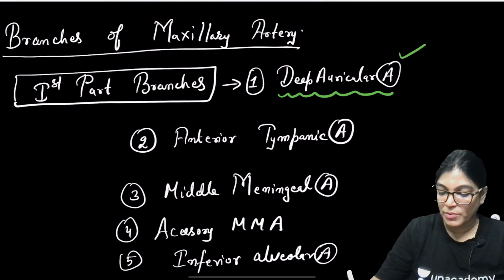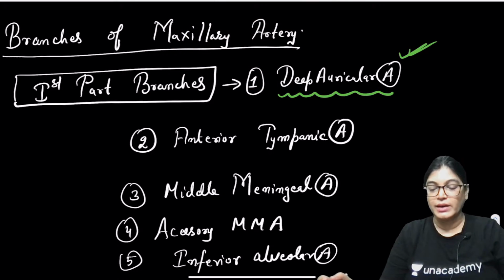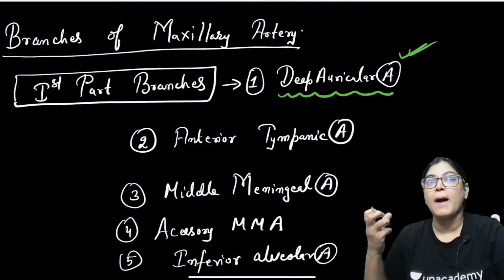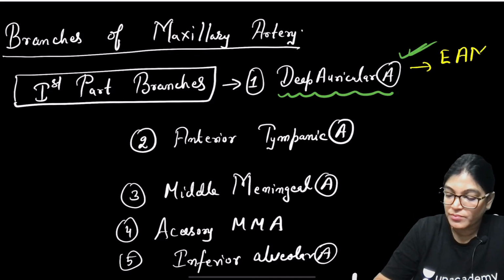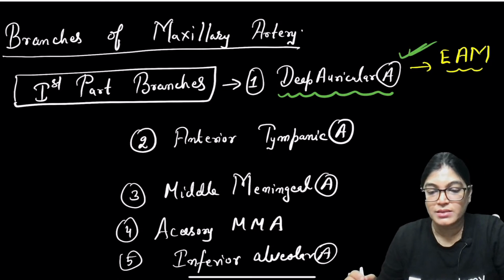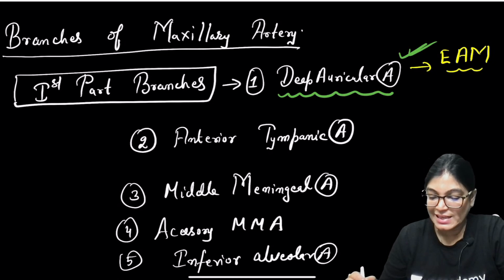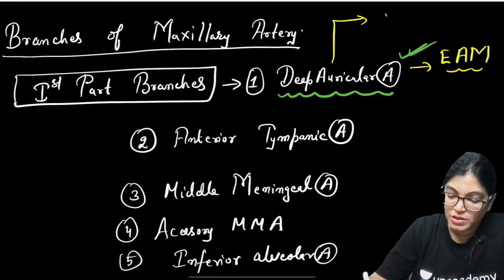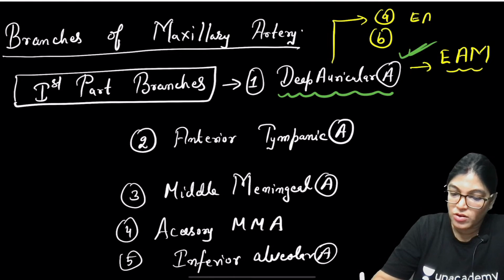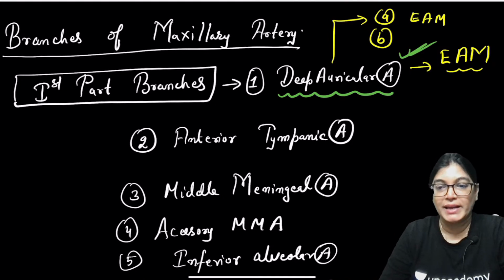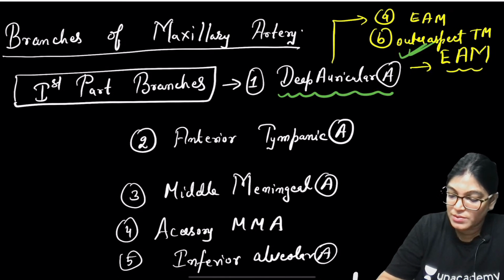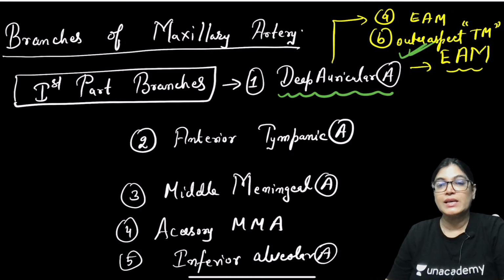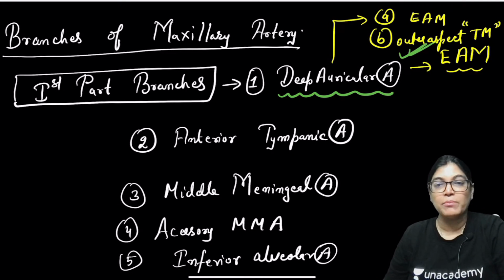When we are talking about deep auricular artery, it passes upwards and backwards, and it will enter into external acoustic meatus, pierces the floor, and it is giving blood supply to the external acoustic meatus and the outer aspect of TM. What is TM? Tympanic membrane or eardrum. So it is giving blood supply to the outer aspect of tympanic membrane or eardrum and to the external acoustic meatus.